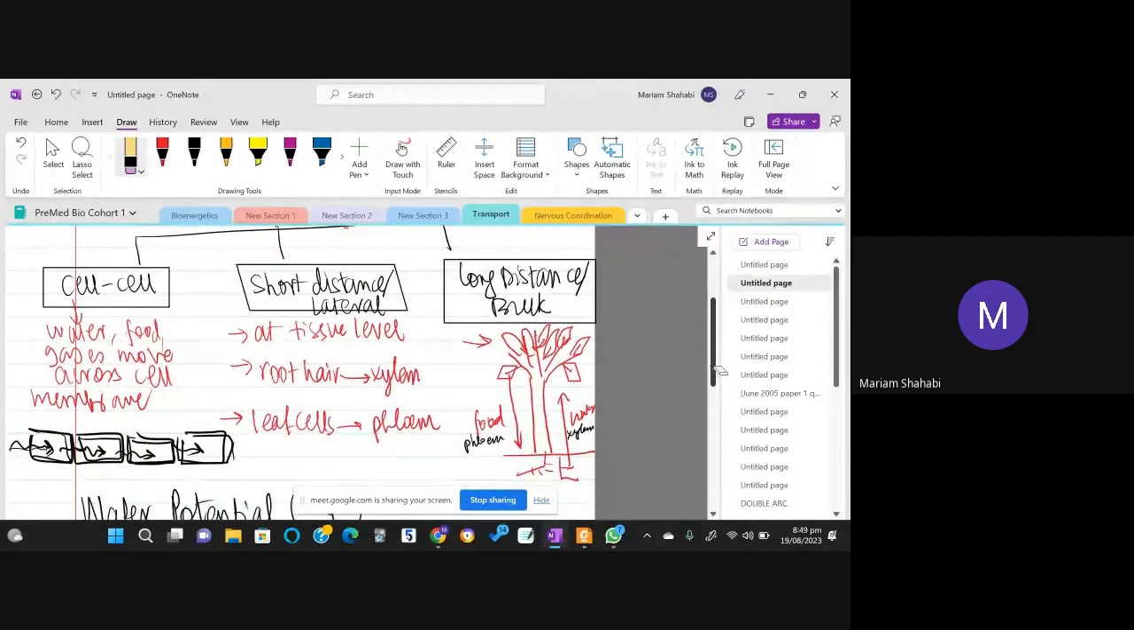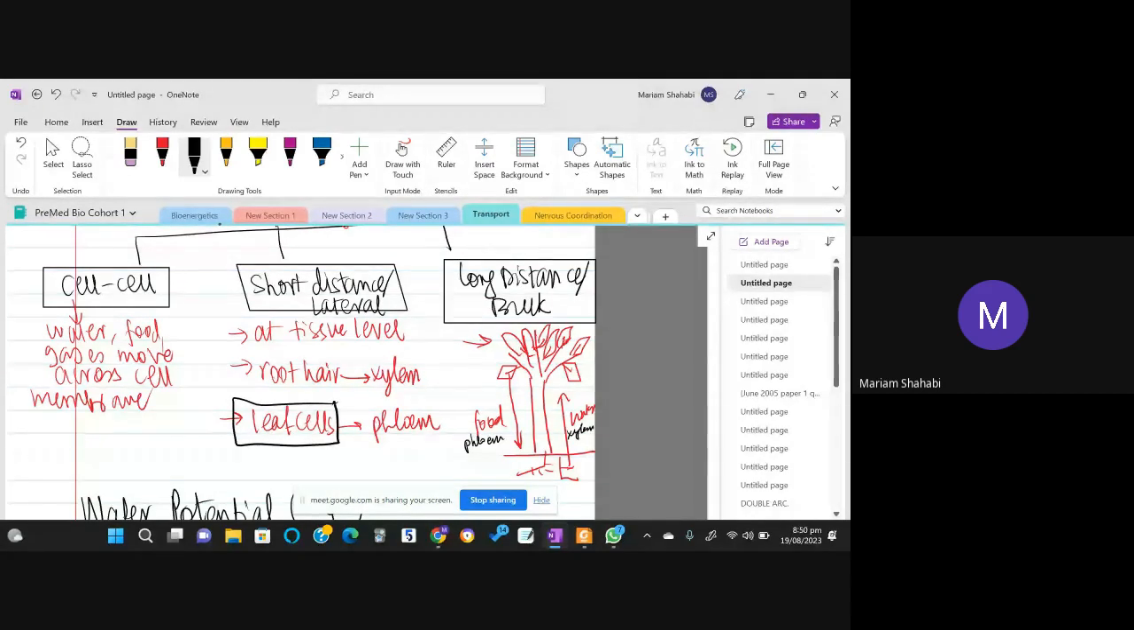फिर short distance होता है which happens at the tissue level. Sorry, ये root hair xylem वाली example यहाँ पे. Root hair से लेके xylem तक. This is like tissue level from one tissue type to another. अब leaf cells हैं जहाँ पे photosynthesis हो रहा है. The leaf cells, those cells of the leaf which are producing food by photosynthesis, उन cells से जब phloem के अंदर load होगा, so that is one tissue type going into another tissue type, ठीक है? Material going from one tissue type into another tissue type. That is short distance transport.